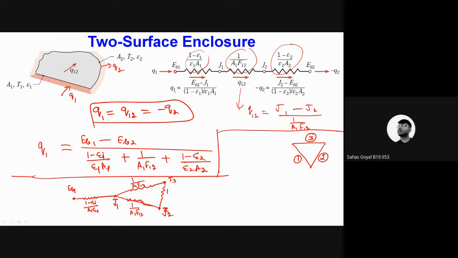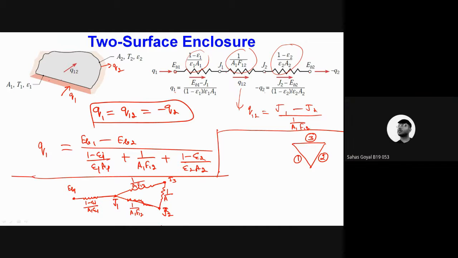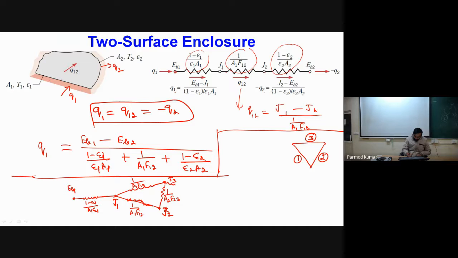A1F13. Tell me, here. Will be A2F23. Here, then one more I have to consider, EB3. What will be the value of resistance?